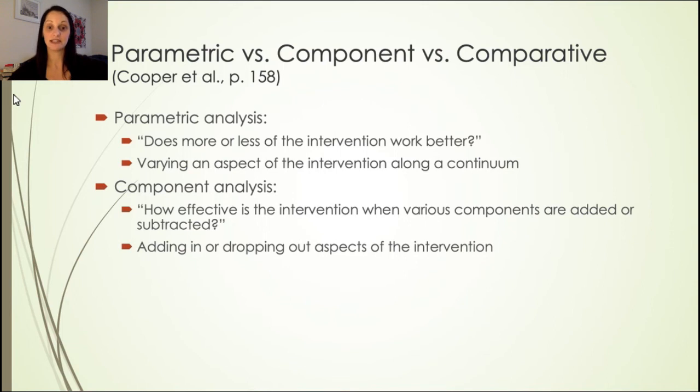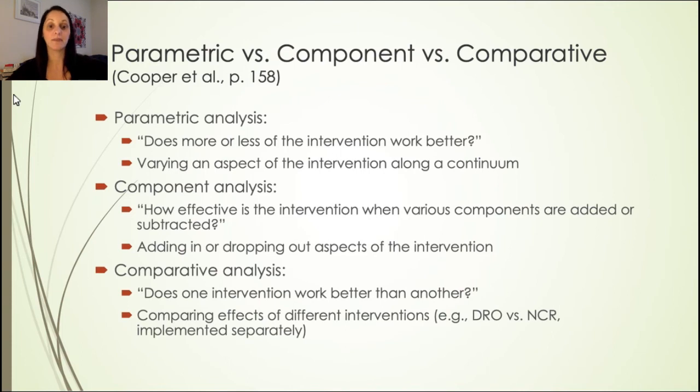How effective is the intervention when various components are added or subtracted? So this is the type of analysis that you do maybe when you have a package intervention and you want to know which aspects of that package are necessary or sufficient for the treatment to be effective. We talked about systematically adding in different components of an intervention, or alternatively, implementing your package and then systematically dropping out aspects of your intervention.